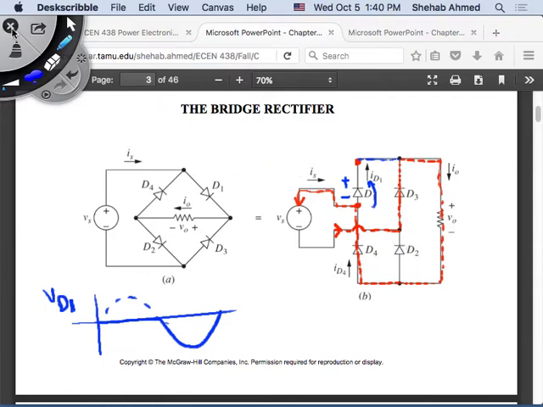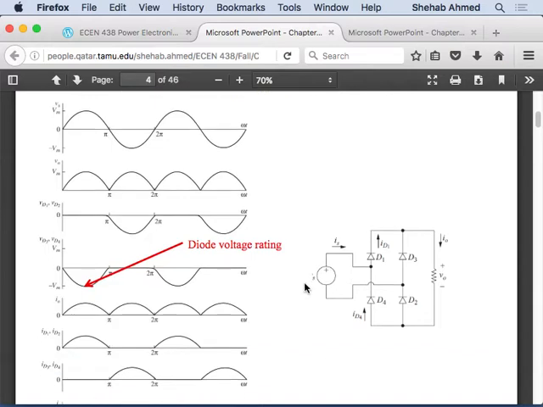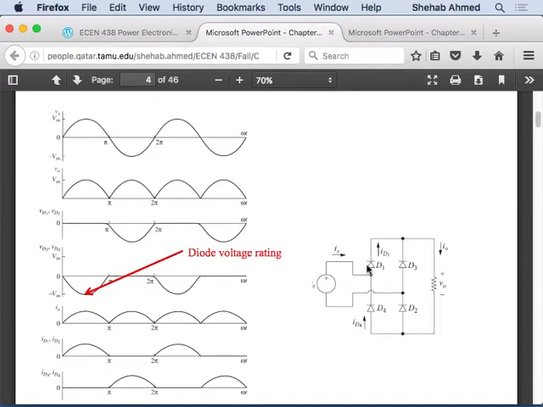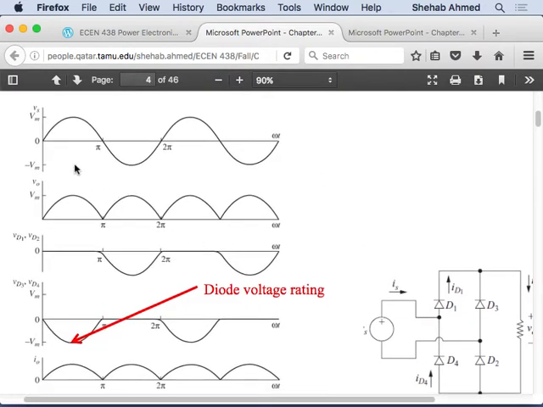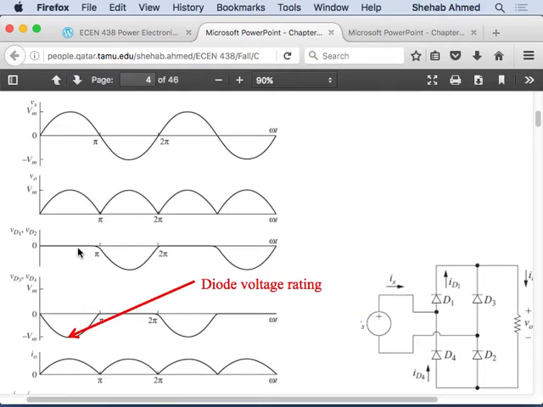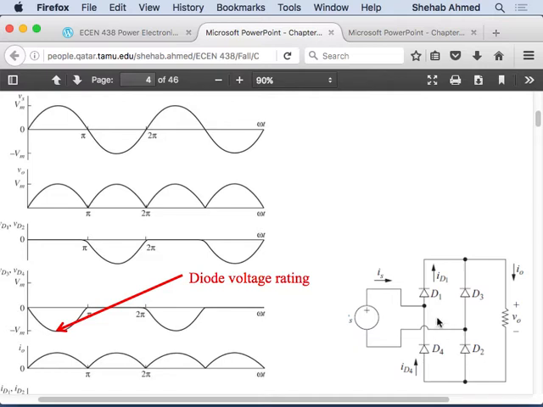Okay? So let's see here the waveforms that I drew. So this is our input voltage. We went through the output voltage. And Vd1, we said that Vd1 and Vd2, diode 1 and diode 2, conduct in the positive half cycles. So in the negative half cycles, they carry the supply voltage. Okay? Yes? No? What is the diode rating here? It is the max voltage of the supply. That's what we're trying to see.